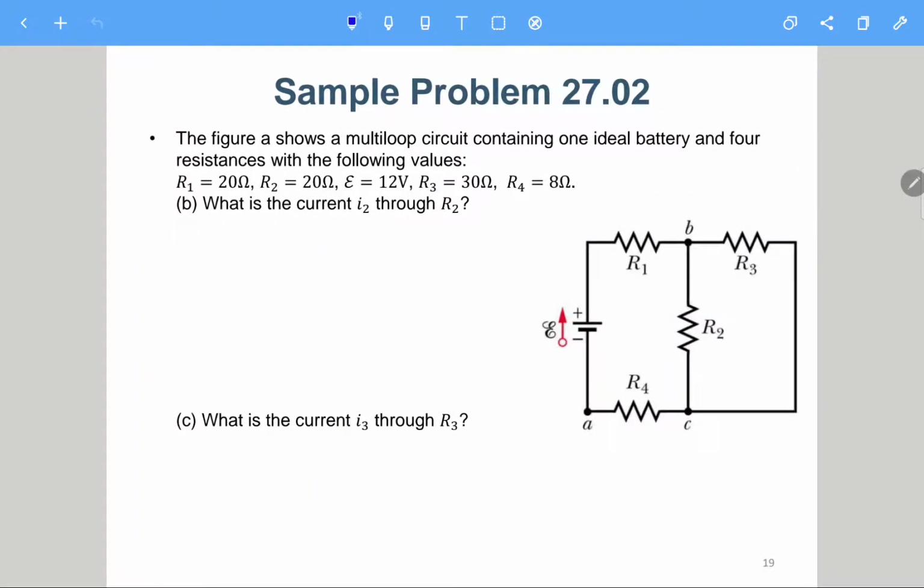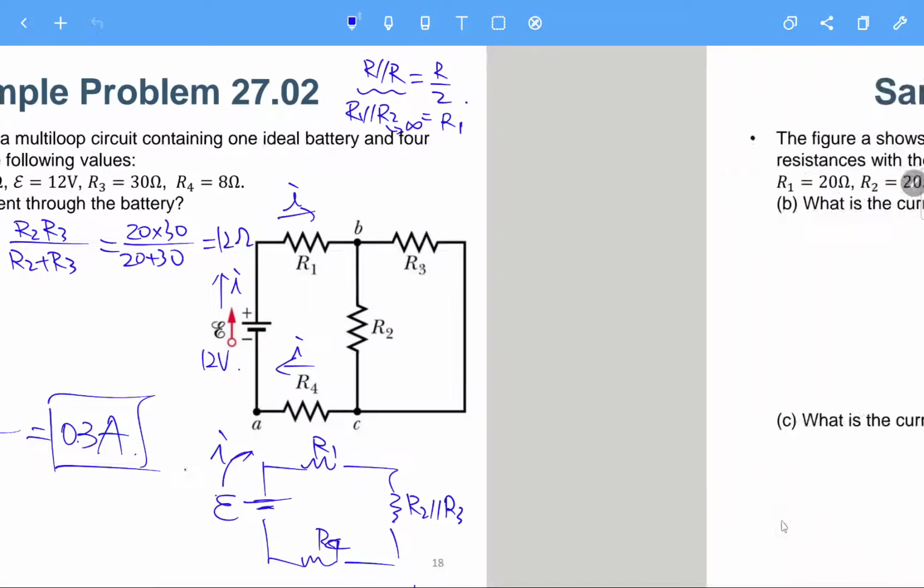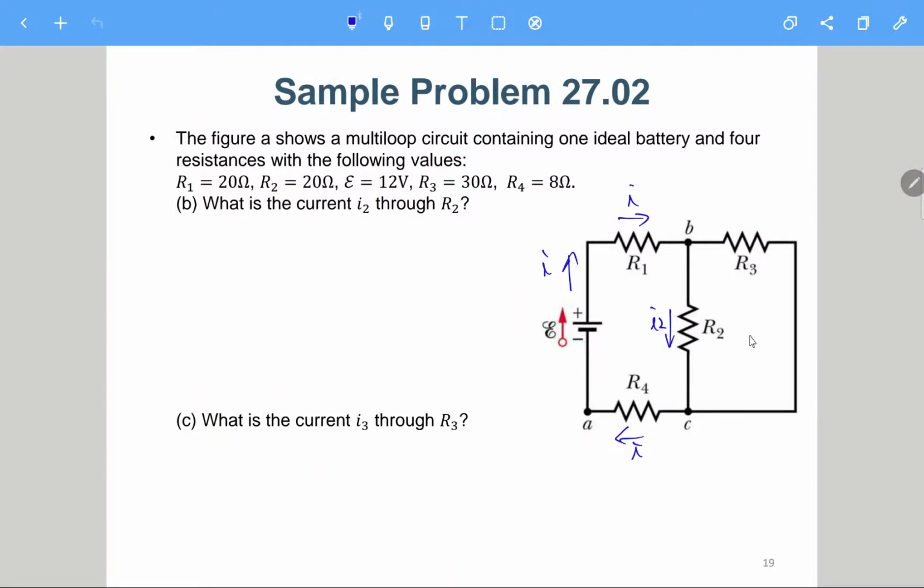Okay, so for part B, what is the current I2 through R2? So just now we know that this is I, this is I, this is I. We have this equivalent circuit, and of course we can restore it to the original case. So in that case, we can really calculate the current going through R2. As far as we know, I is 0.38. This is what we found in part A. So we know R2 parallel R3 is 12 ohm.